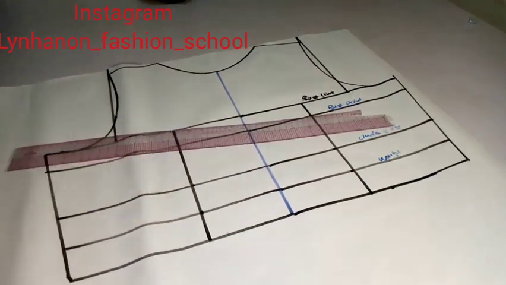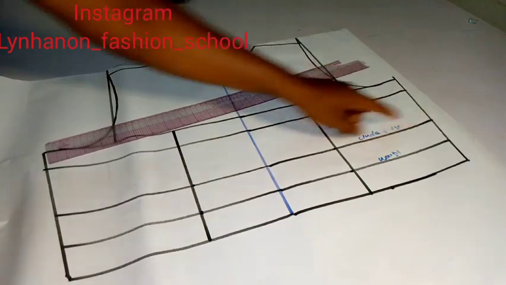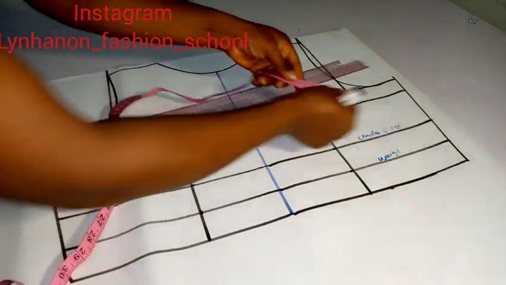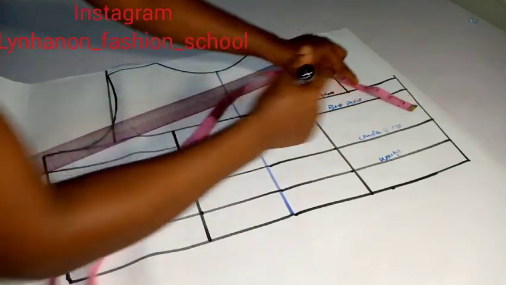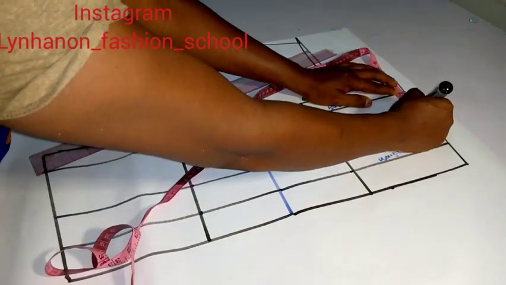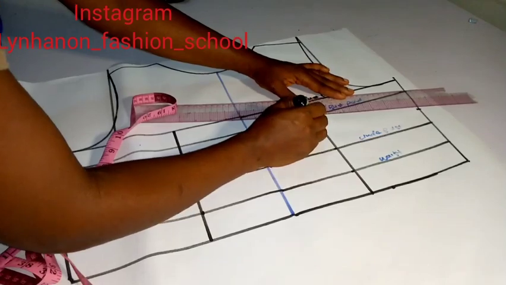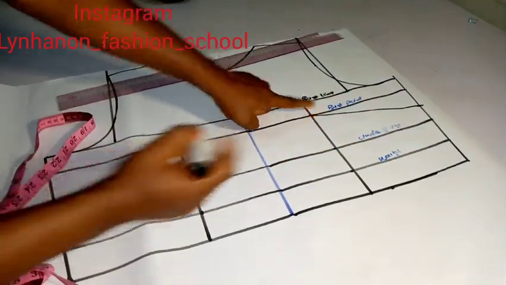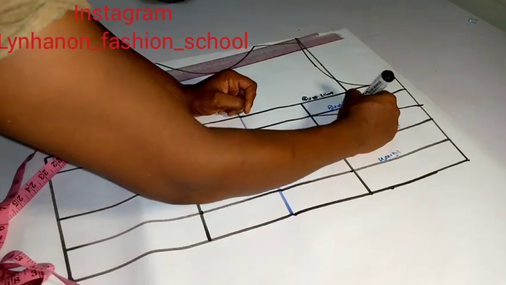Okay, so your bust dart is 2 inches away from your bust point. So I'm going to be measuring that here 2 inches away from your bust point. So this line is my bust point, so 2 inches away from it is my bust dart. So you are going to rule that line and you are going to connect it to your bust span measurement. So bust dart.